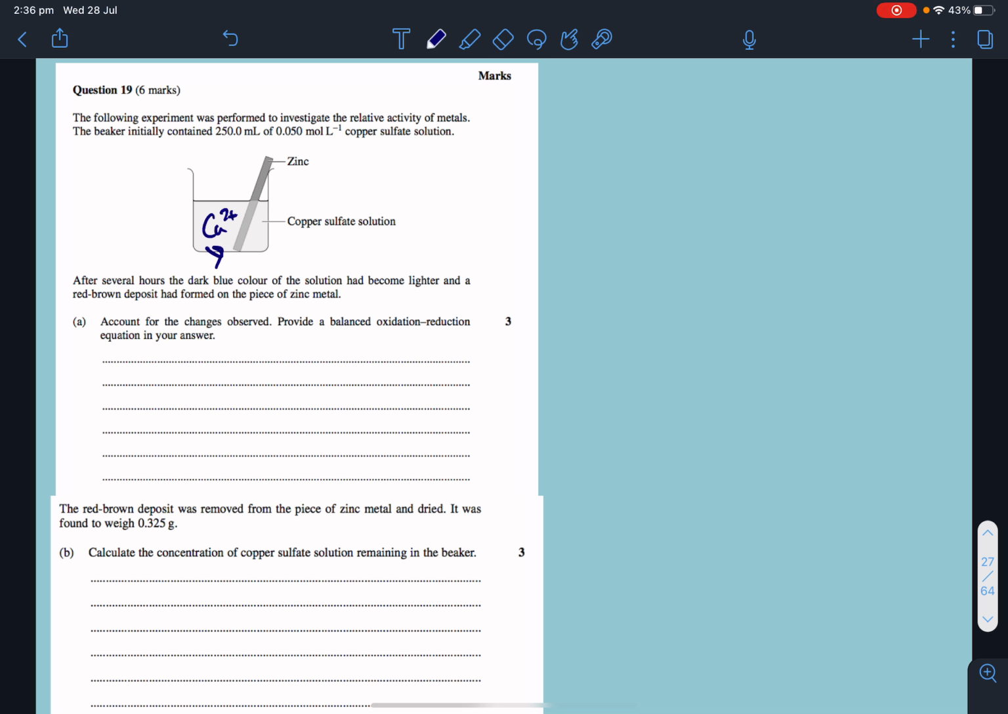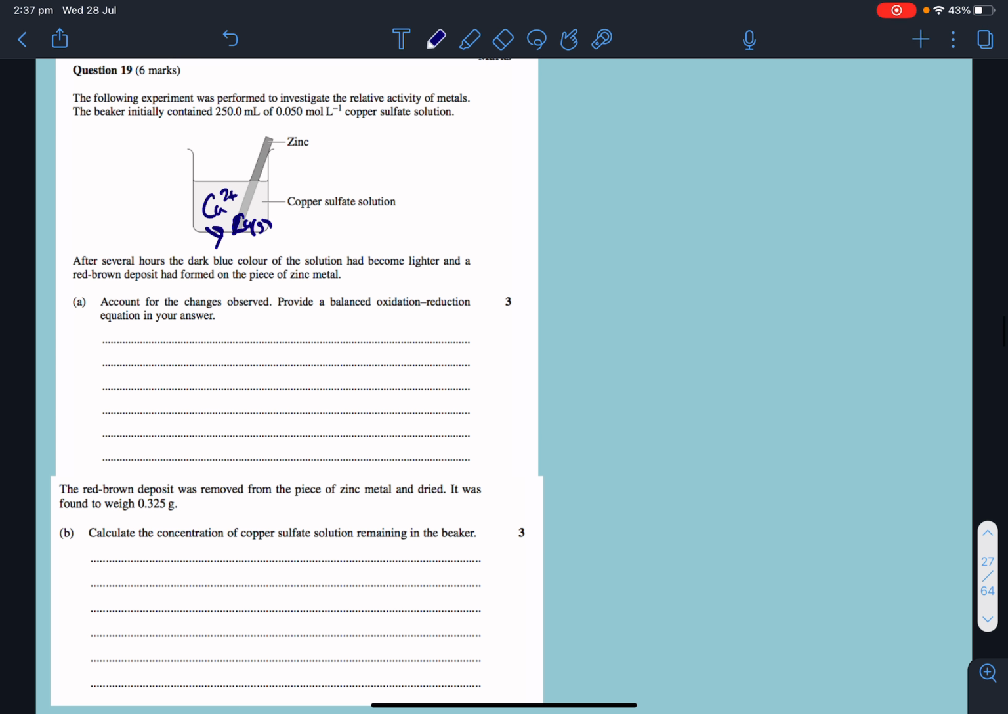We've got copper 2 plus going to copper solid. So, the observation of the red-brown deposit is that copper is being reduced to copper solid and plating on the zinc. Okay? And after several hours, the dark blue colour of the solution became lighter, because we've lost concentration of copper 2 plus as it's been precipitated out. Okay, so they're the two observations and why.